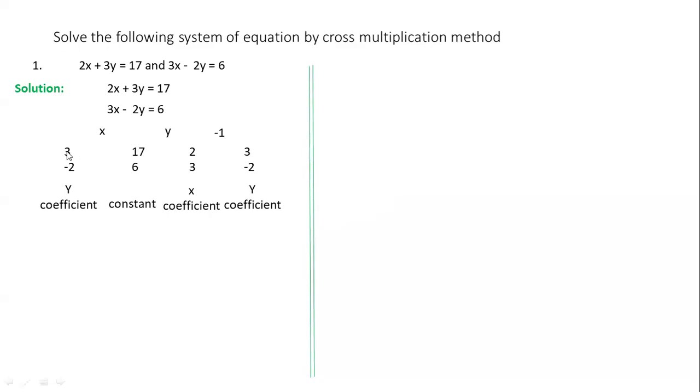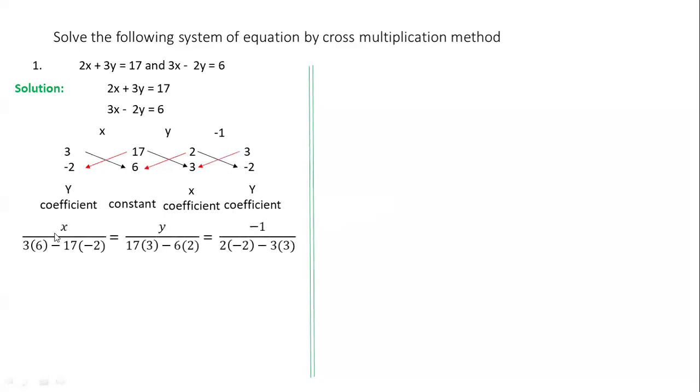Now, what am I supposed to do? First, multiply this with this. Remember, this should be the order. Minus this. Y upon 17 into 3 minus 6 into 2. Minus 1 upon 2 into minus 2 minus 3 into 3. So it's like this: x upon 3 into 6 minus 17 into minus 2, y upon 17 into 3 minus 6 into 2 is equal to minus 1 upon 2 into minus 2 minus 3 into 3.